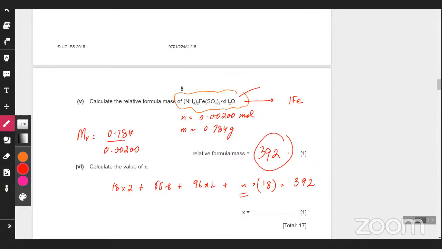Sir, in the above part, why did you consider moles of iron and mass of iron to find out the relative formula mass? You took moles of iron as 0.002, but it would be the same as the moles of this compound. One of this compound produces one iron, right? Yes. So the moles of iron and the moles of this compound are going to be exactly the same, because they're in the ratio 1:1. If you had 10 compounds of this, you would have 10 irons.